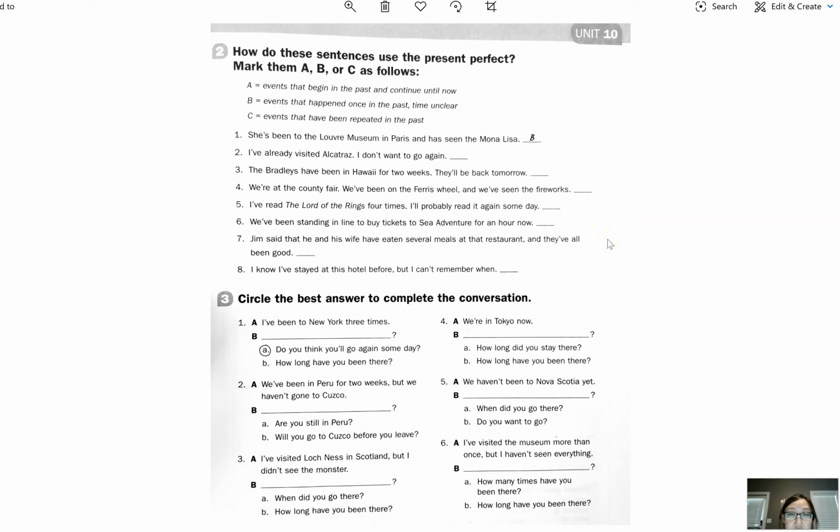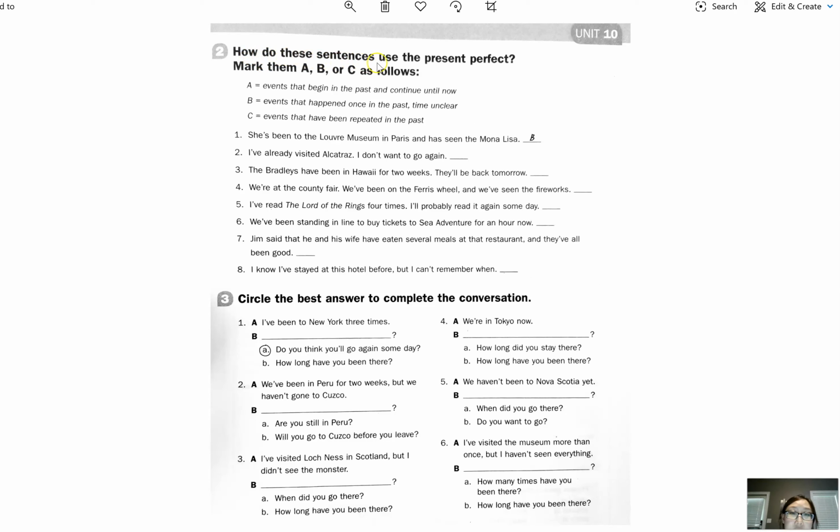And unfortunately, this program doesn't have the workbook. It only has the student's book. So I just took a picture of the workbook. That's why it's not completely straight. But anyway, I hope you can see it pretty easily. So let's take a look at this exercise.